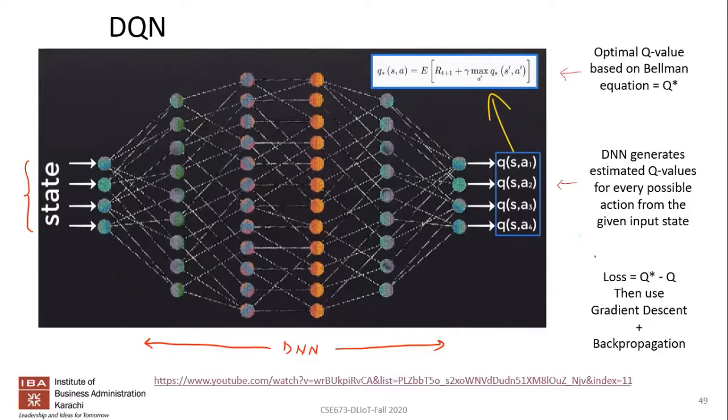The loss would be calculated by comparing the output Q value of the deep neural network with the optimal value. And the question now is, what is the optimal Q value? The optimal Q value will be based on the Bellman equation, which we've already seen in the previous portion, and it would use this to calculate the loss. Once the loss is calculated, the usual gradient descent and backpropagation algorithm would kick in, and you would calculate the updates of the weights.